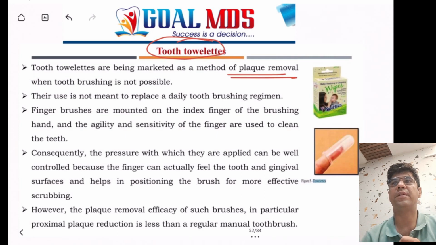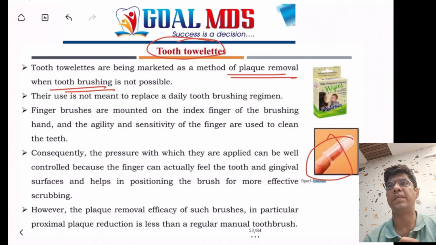Tooth towelettes are the most effective method of plaque removal when the toothbrush is not available. These are the tooth towelettes. The finger brushes are mounted on the index finger of the brushing hand, and they are used to clean the teeth.